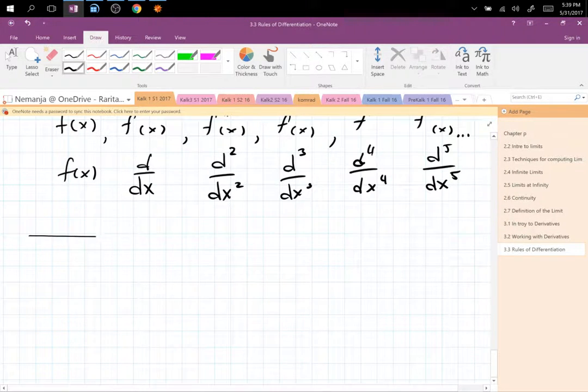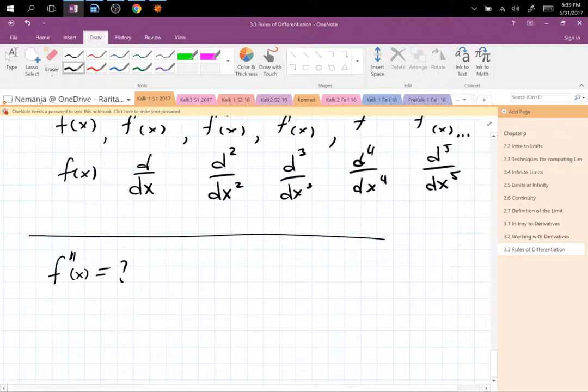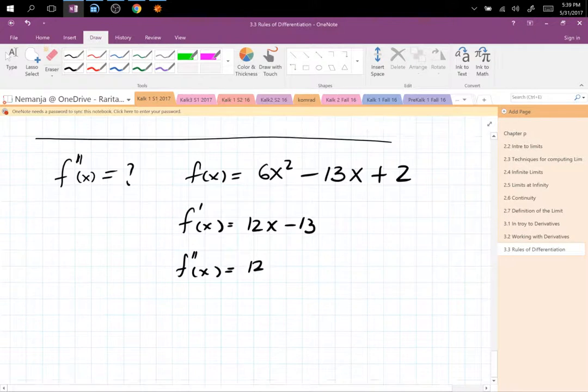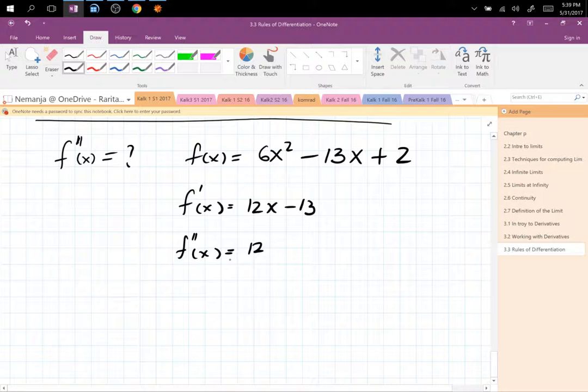So, if I want to find the second derivative for function 6x squared minus 13x plus 2, I will first have to compute the first derivative, which is 12x minus 13, and then I would have to take derivative of that one, which is just 12. So what's the second derivative? Second derivative is 12.